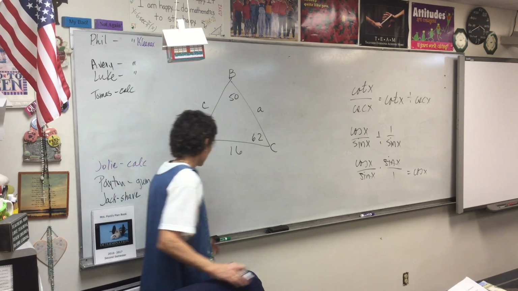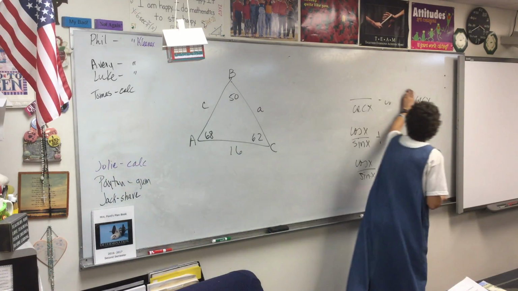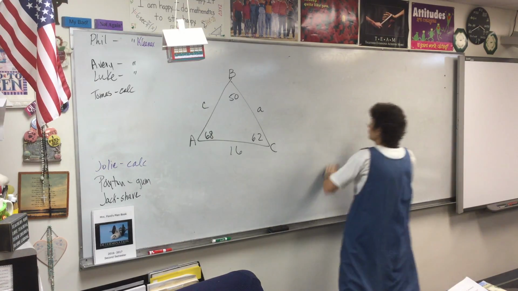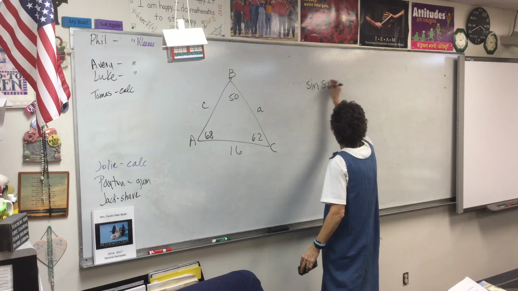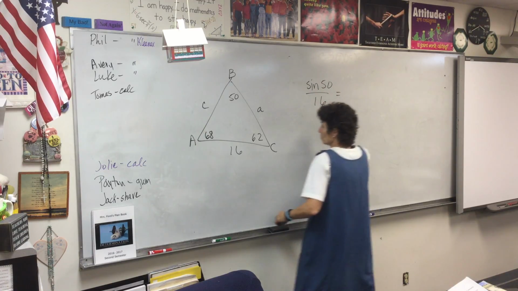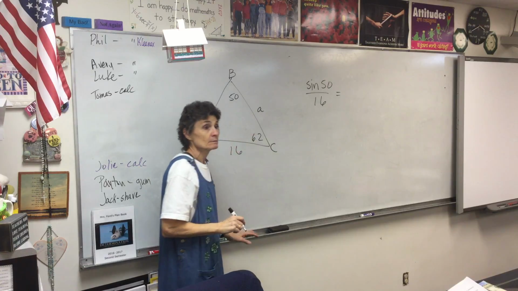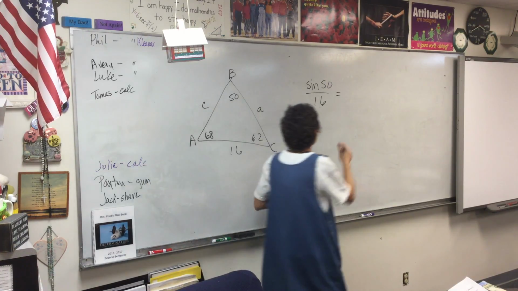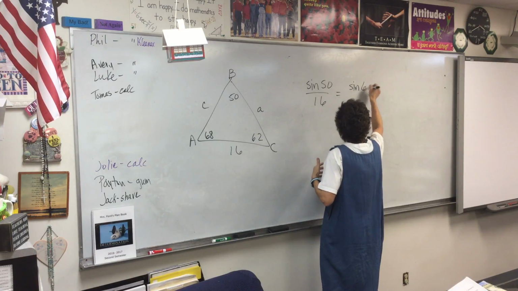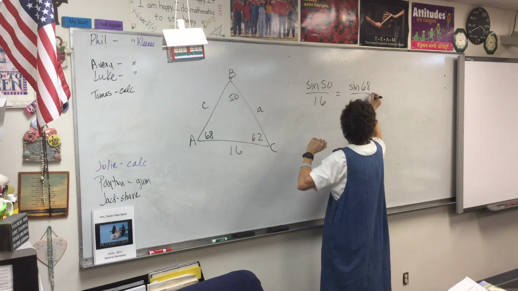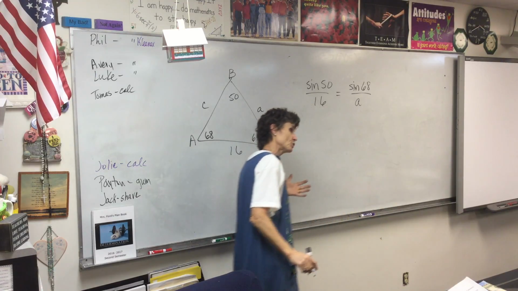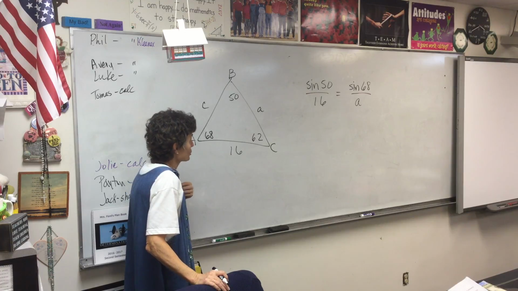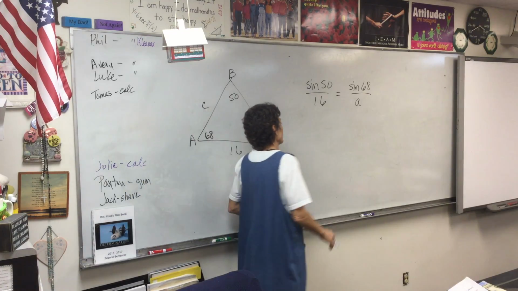Sine of 50 over 16. Sine 50 over 16. Beautiful. Sine 50 over 16 equals what? Sine 68 over A. Now, could we use sine 62 over C instead? Yeah. We're going to have to do them both, and the order that I do them doesn't matter. So this is perfect. Scotto, what happens now?